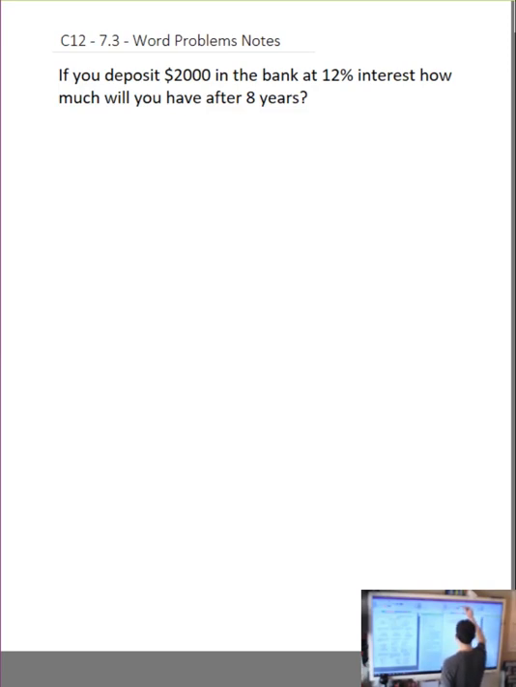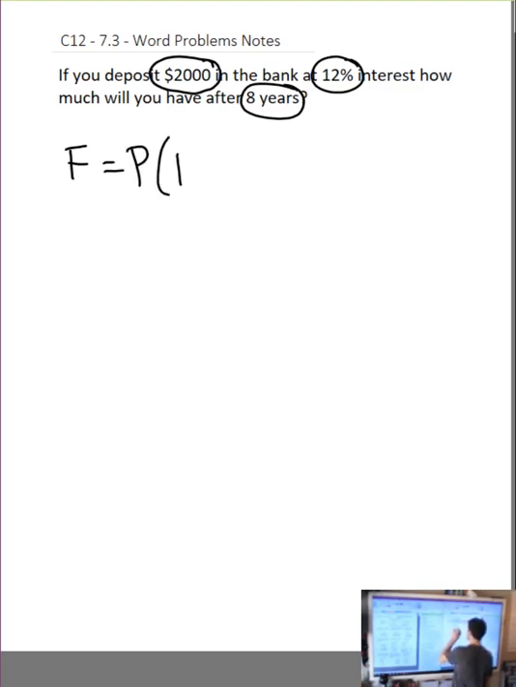All right, so we just finished going through some basic exponent laws, working on equations. Now we're going to work on word problems. So if you deposit $2,000 in the bank, $2,000 is important information. I'm going to circle my important information, at 12% interest. How much will you have after 8 years? So on your formula sheet, we're going to start off with future equals present, 1 plus the interest rate to the exponent time. If you'd like to work through theory, please feel free to check out the notes on the theory. So the future value we don't know.